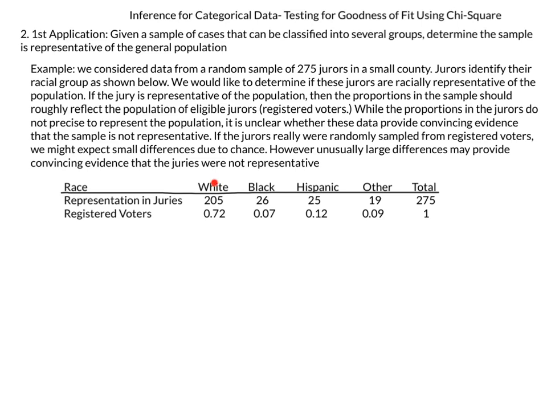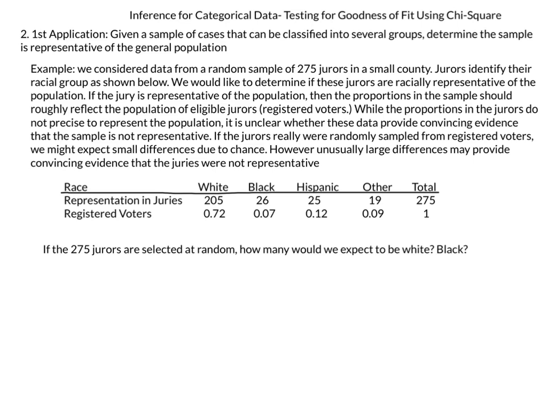So here we have our different racial groups, and then this is for the registered voters, the general population of that county. We expect 72% white, 7% black, 12% Hispanic, and 9% other. What we found in our sample of jurors is 205 were white, 26 were black, 25 were Hispanic, and 19 people were other. It's kind of a strange table since this is given in percentages and this is given in number of people, but that's the data we have.